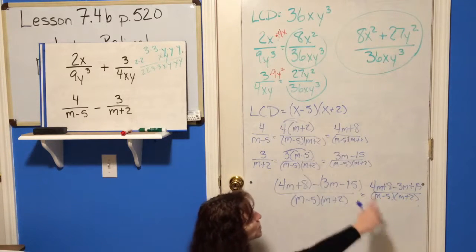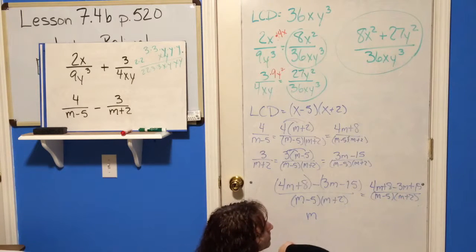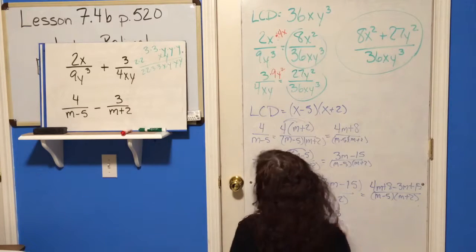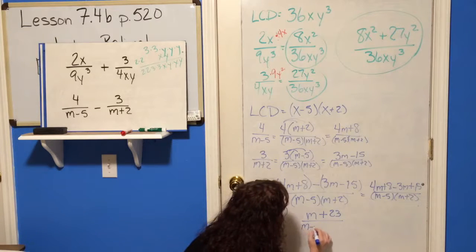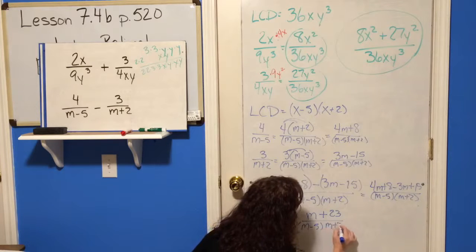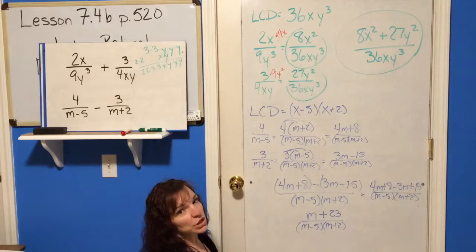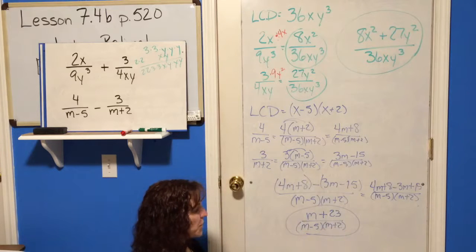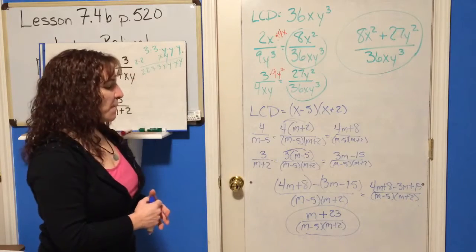So now combine like terms. 4m minus 3m is m. And then 8 plus 15 is what? 15, 18, 19, 20, 23. So m plus 23 all over m minus 5 times m plus 2. I was thinking it sure would be fun if that would reduce and cancel, and so I was looking to see if I had done something wrong and maybe we could cancel, but we can't. That's just what your answer is. So m plus 23 all over the denominator m minus 5 times m plus 2.